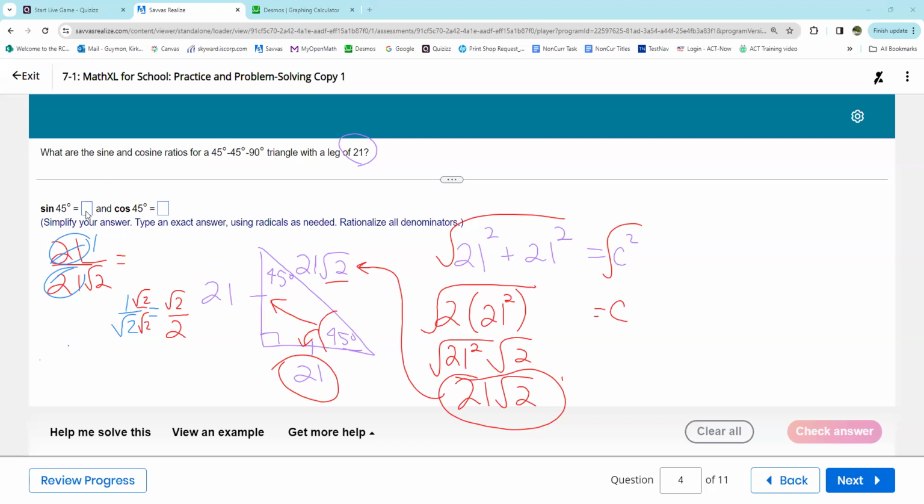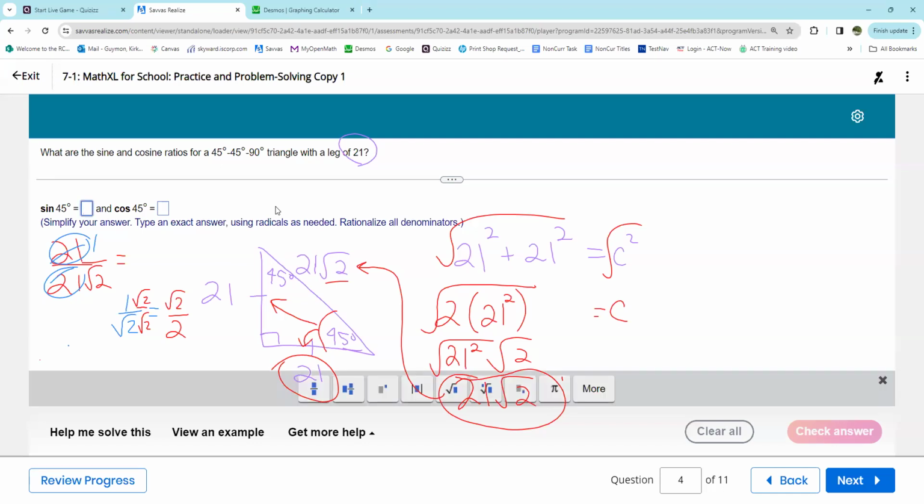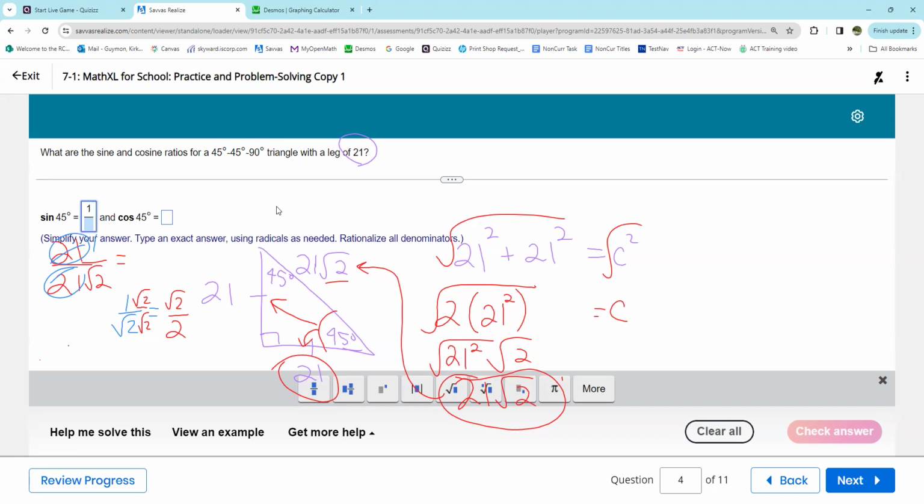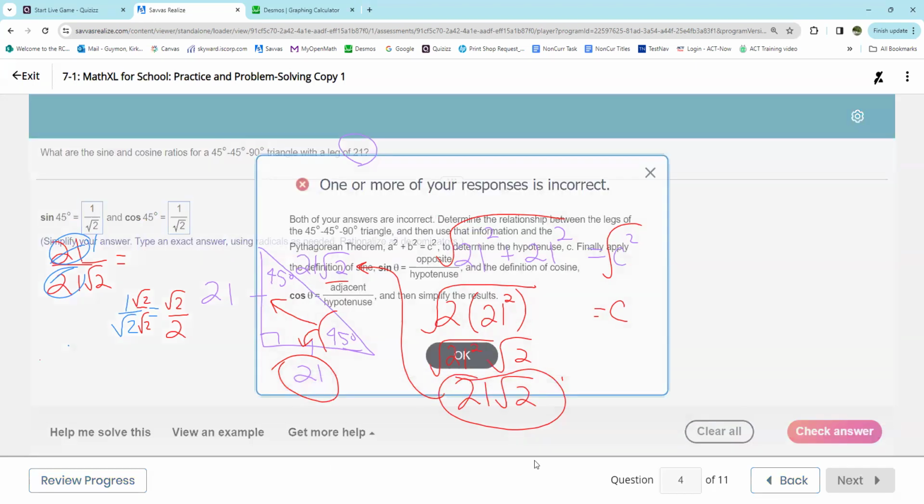Just to see if it would have accepted the 1 over the square root of 2, let's put it in and just see what happens. 1 over the square root of 2, and see what it says about those. See if Savas accepts it.